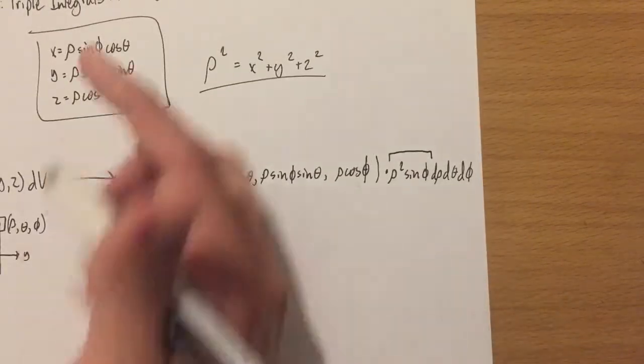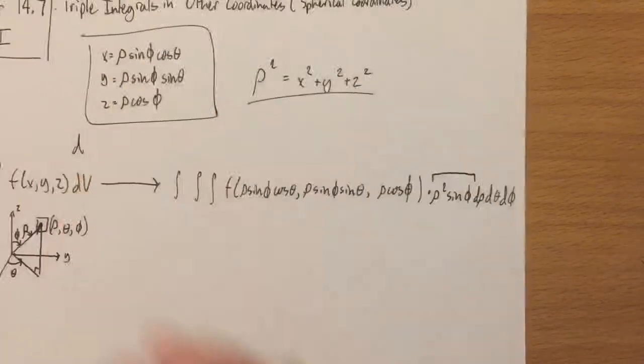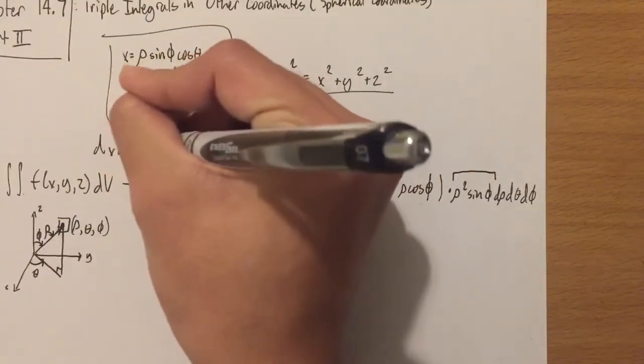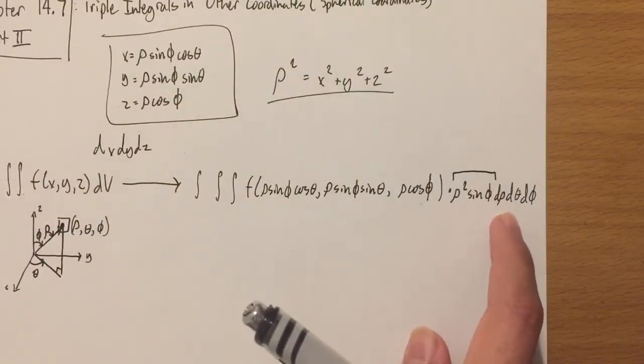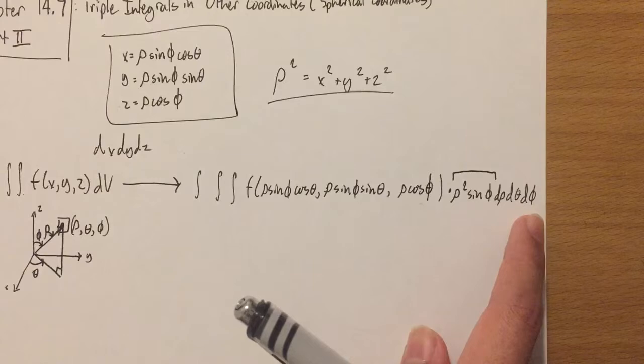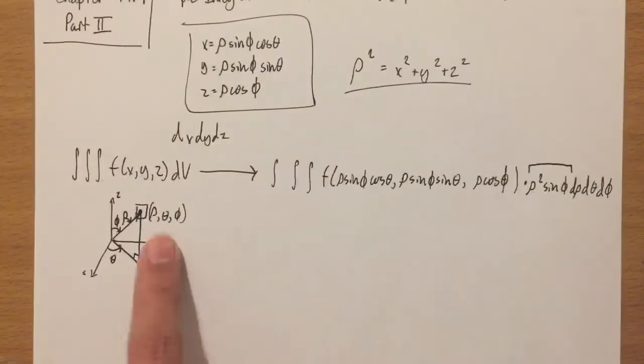And so we would change dV, so dx, dy, dz, into d rho, d theta, and d phi. This is how it would look.